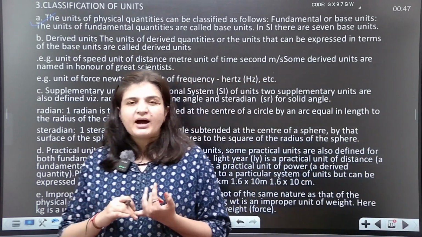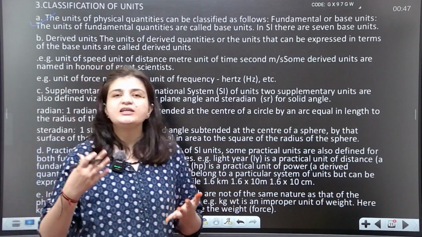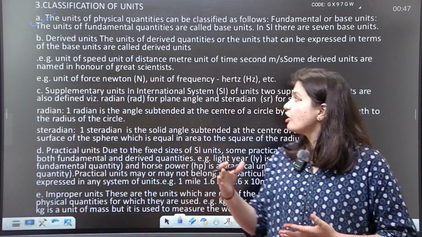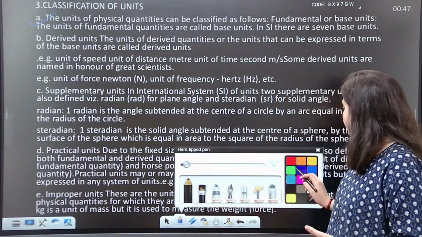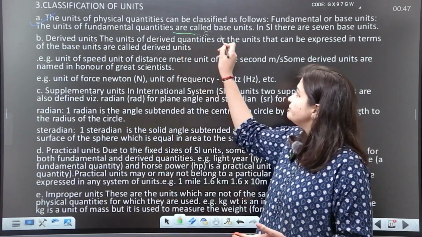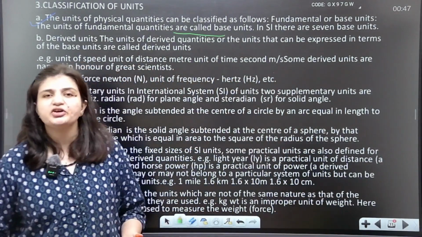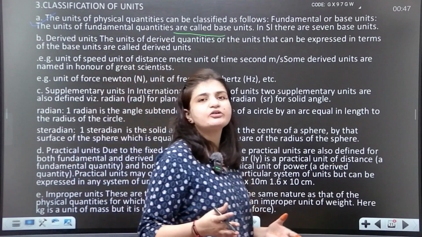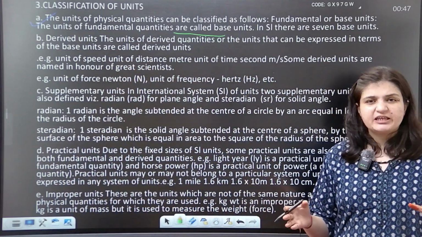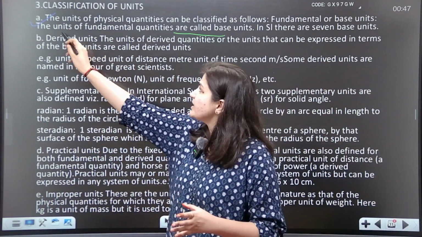So mass is not dependent on any other quantity. If we talk about length, it is not dependent on any other quantity. If we talk about time, it is not dependent on any other quantity. So these were the base units.